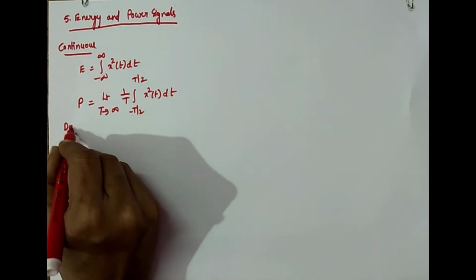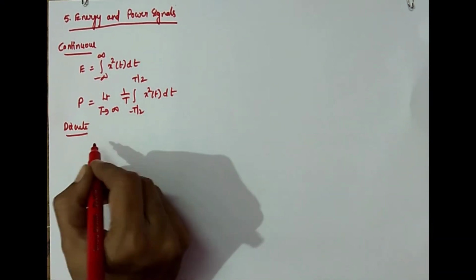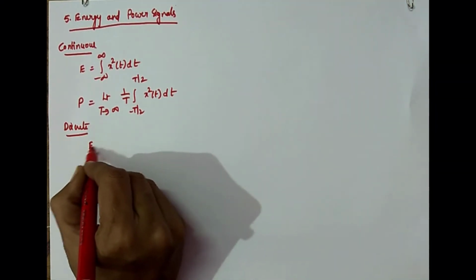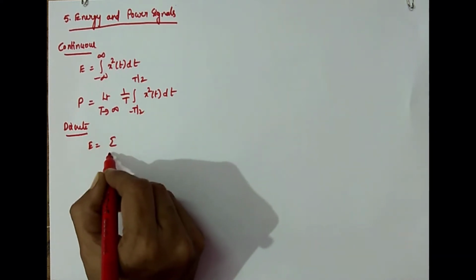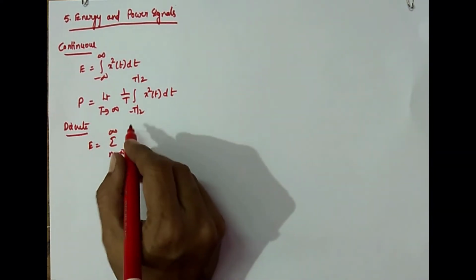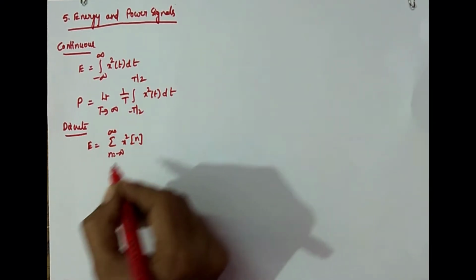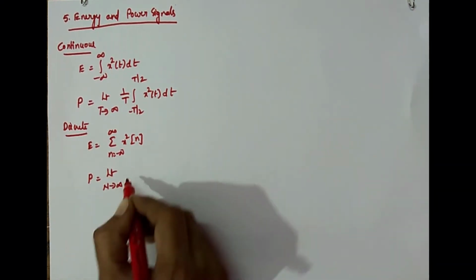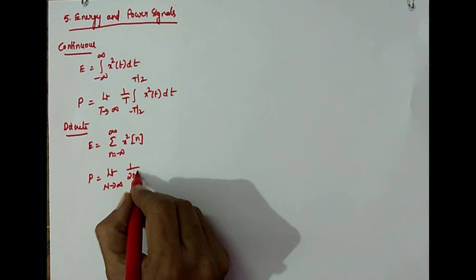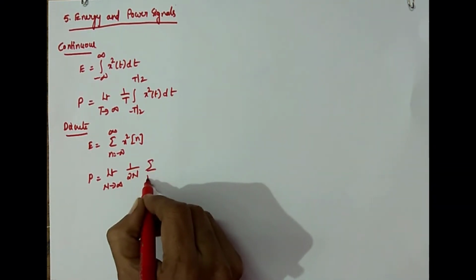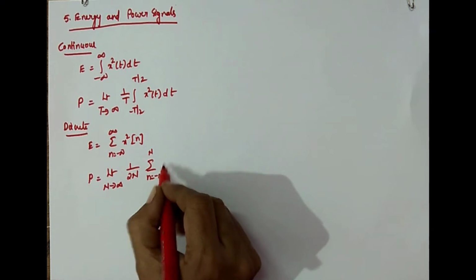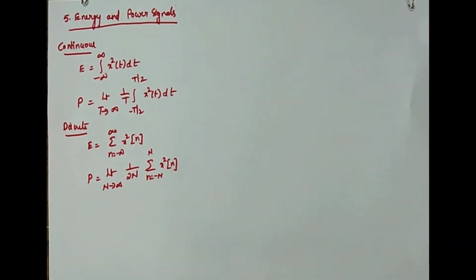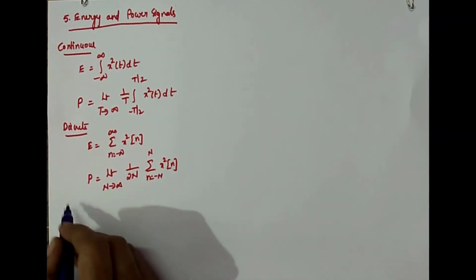For the discrete case, energy is equal to the sum over n from minus infinity to infinity of x square of n, and power P equals the limit as N tends to infinity of 1 by 2N times the sum over n from minus N to N of x square of n. These are the formulas for energy and power. Now we will see what is an energy signal and what is a power signal.